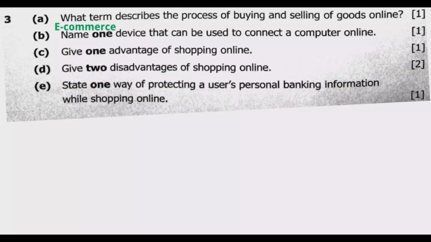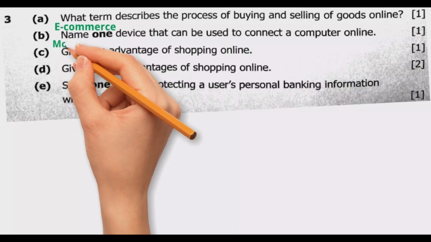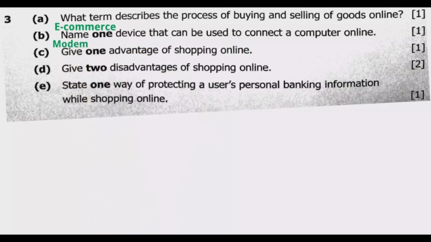Okay, we go to question 3B. Question 3B is: name one device that can be used to connect a computer online. One, we can use a modem to connect a computer online. Okay, if you want to go online and do e-commerce, you can use a modem. Two, we can use the smartphone. We know that smartphones have got the hotspot. So all you need to do is just switch on hotspot.